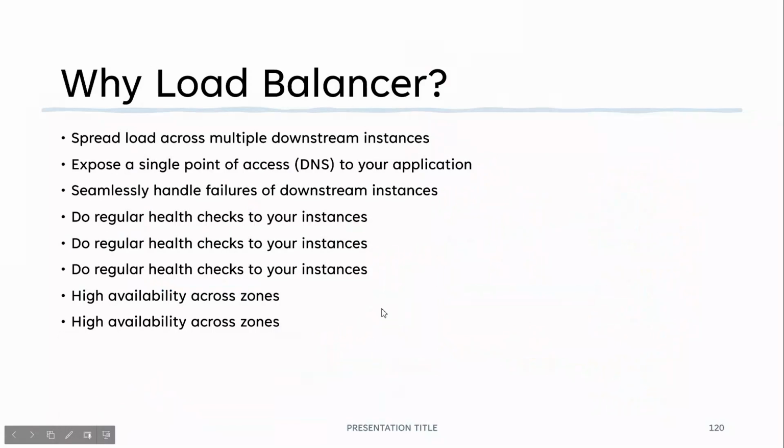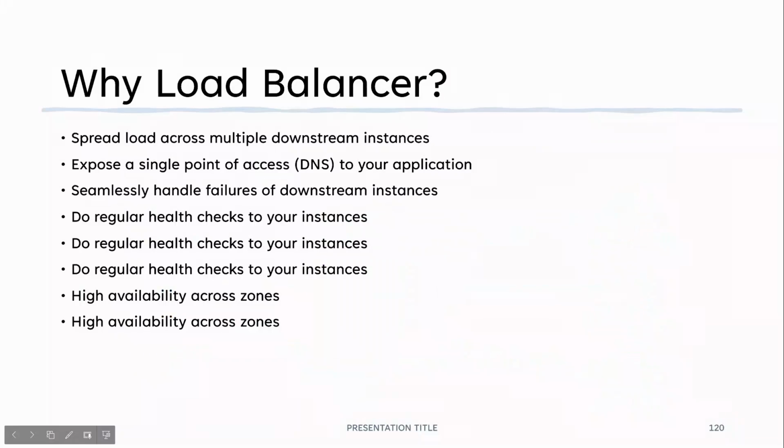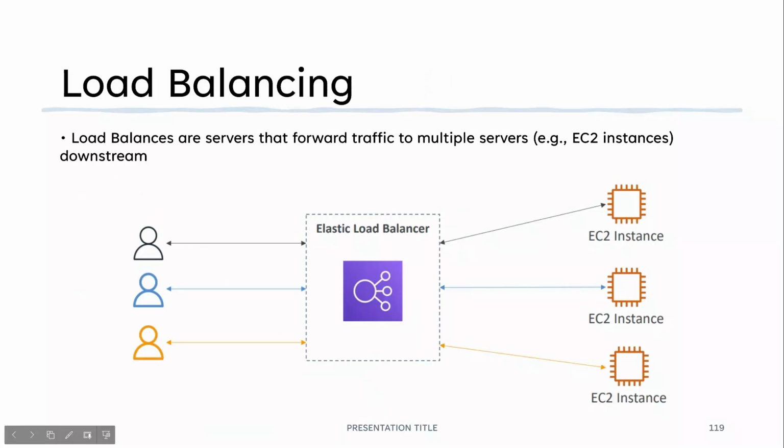Basically spread across multiple downstream instances, expose a single point of access DNS to your application. As I told you, instead of communicating with each of these EC2 instances using their public IP address, you just communicate with the load balancer, which has a fixed DNS point. Okay, now seamlessly handle failovers of downstream instances. It means that the load balancer will know which instances are healthy and which instances are not, and based on that it will forward the traffic, right? That's what I meant by healthy instances.